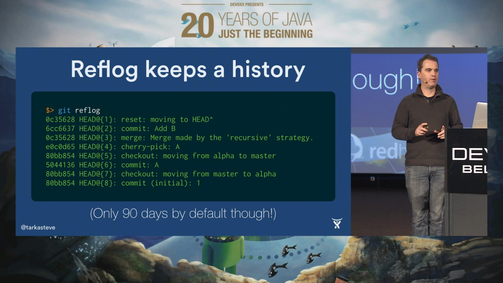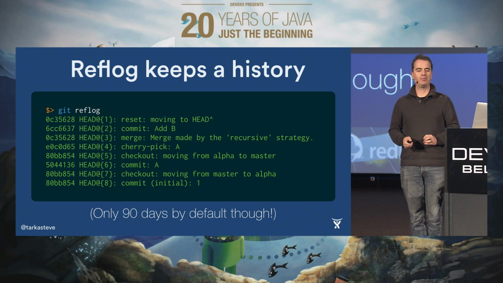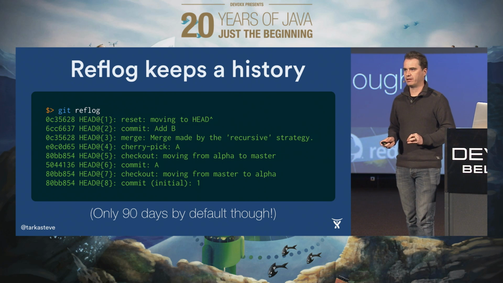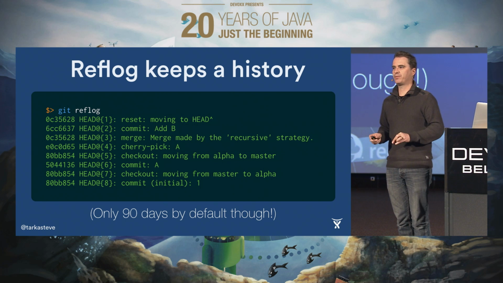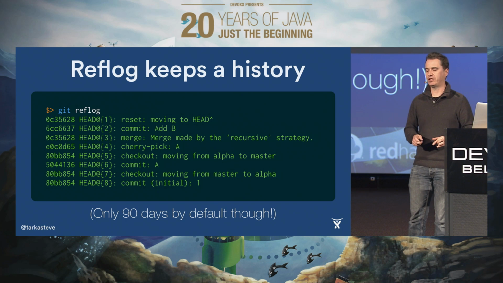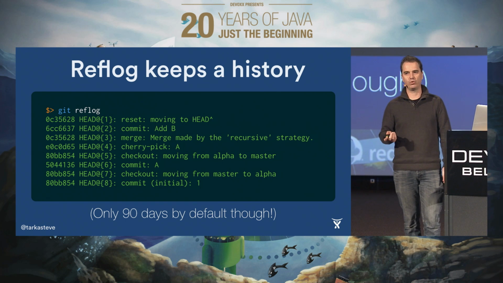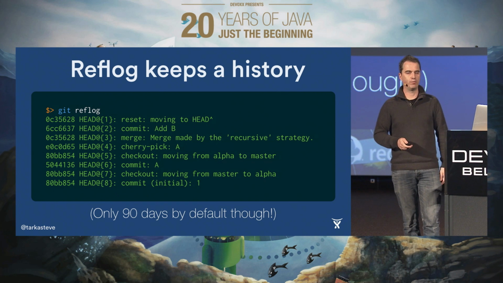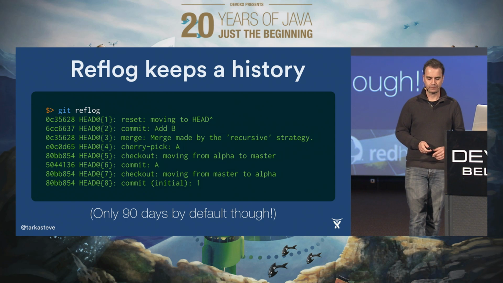One gotcha here, one thing to be aware of: by default, Git only keeps the RefLog for 90 days. So if you're going to screw up, try and screw up and find out about it within 90 days. This is obviously all configurable as well, but that's just the norm. But 90 days is normally plenty of time to realize.